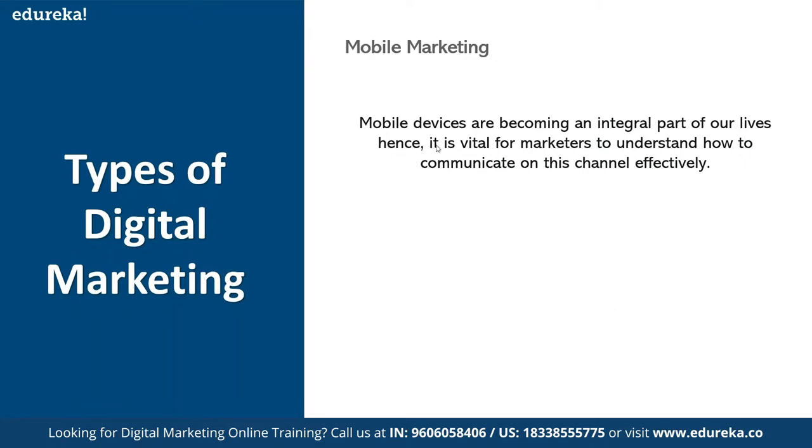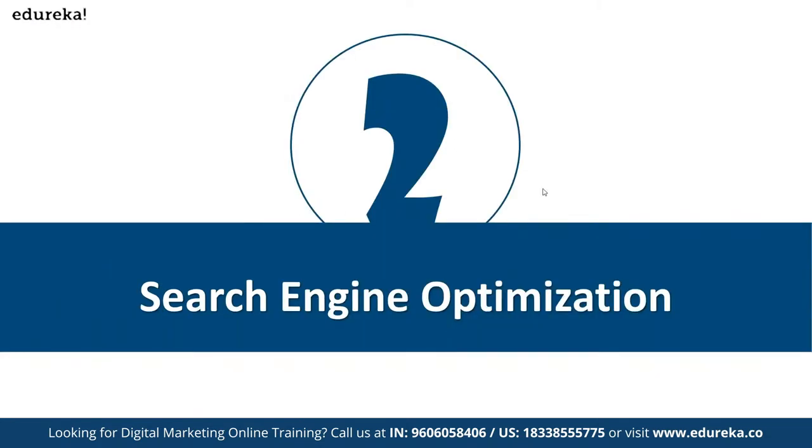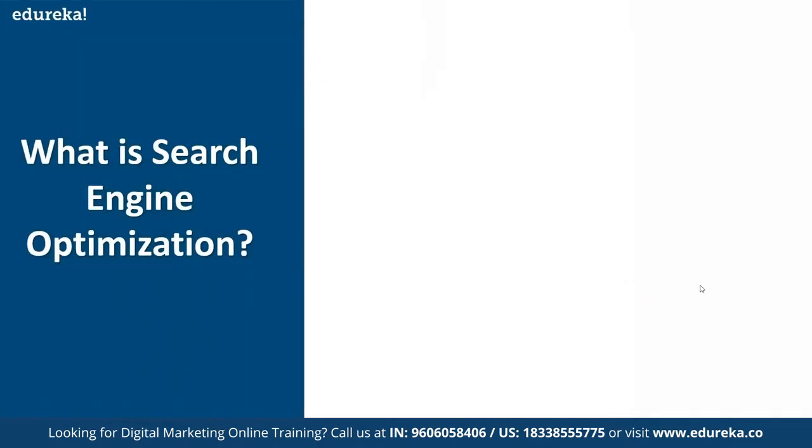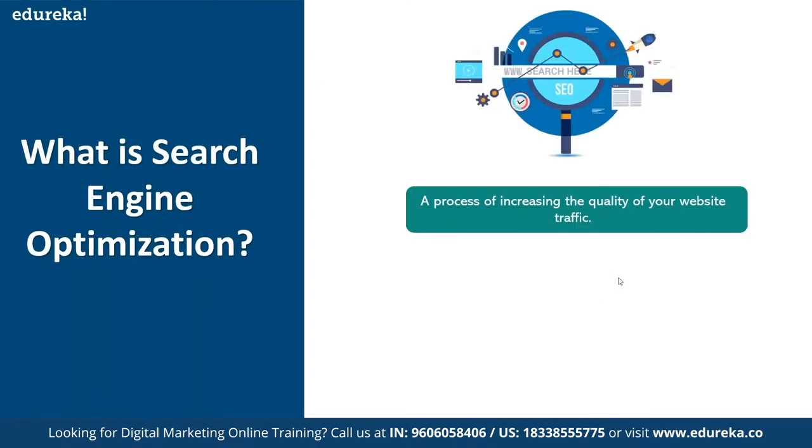The reason this is getting more interesting is because mobile devices are actually becoming an integral part of our life. So it has become vital for us as marketers to understand how to communicate on this channel in an effective manner. Okay, now that you have understood the various types of digital marketing, let's have a look at search engine optimization. As I mentioned, it's a process of increasing the quality of your website traffic.